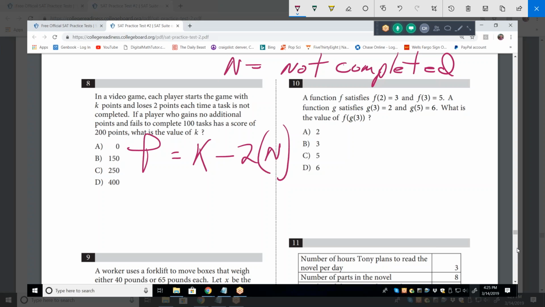If a player who gains no additional points and fails to complete 100 tasks has a score of 200, what's the value of K? So what's the next thing I can write based on that last sentence? Then you can set it equal to 200. Give me the whole equation. So now I have K minus 2n. No, let's leave it in this format. Start with P.